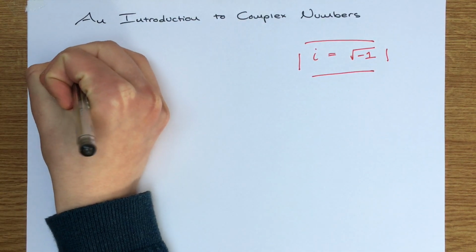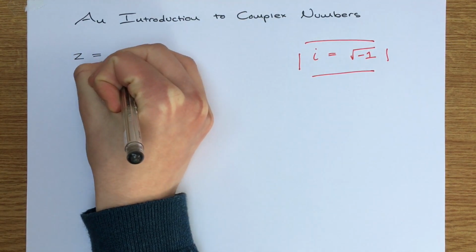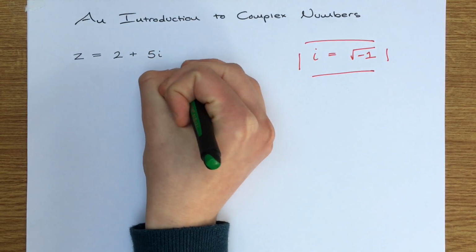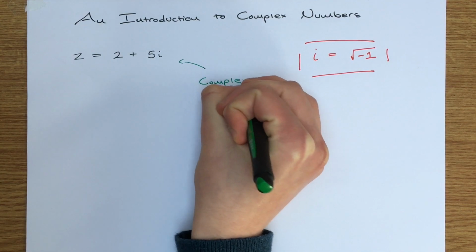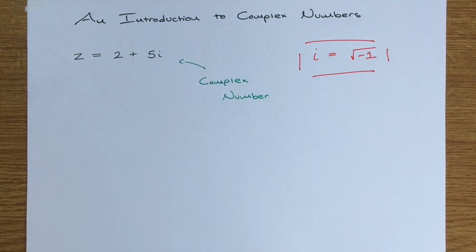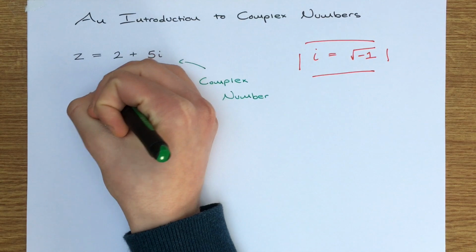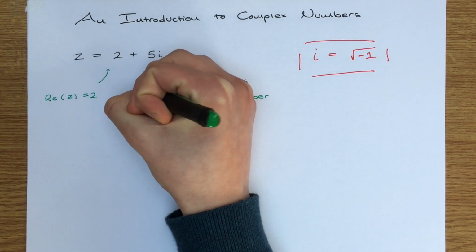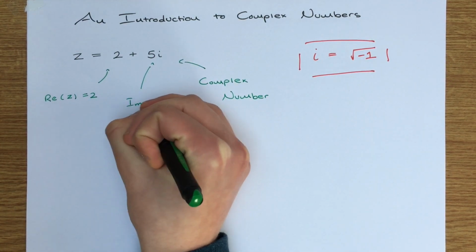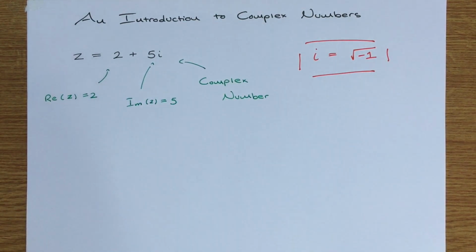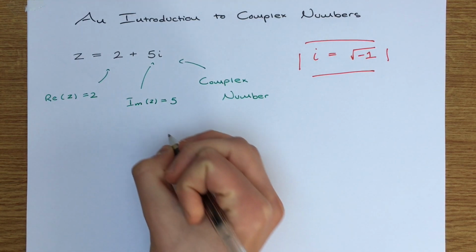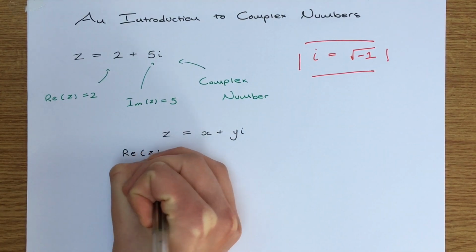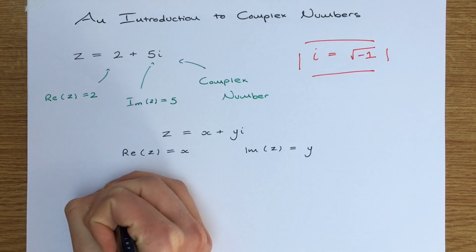Now, what if we wanted to add a real and an imaginary number, such as 2 add 5i? Well, this cannot be simplified. In fact, this is a complex number as it has both a real and an imaginary part. This notation here is important, but it just means that the real part of z is 2 and that the imaginary part is 5. Do notice that we say the imaginary part as a real number, which might be quite confusing. In general though, any number of the form x add yi, where x and y are real, is called a complex number.